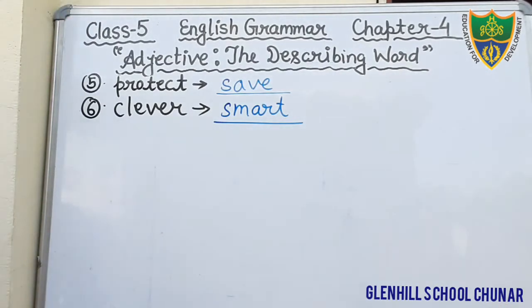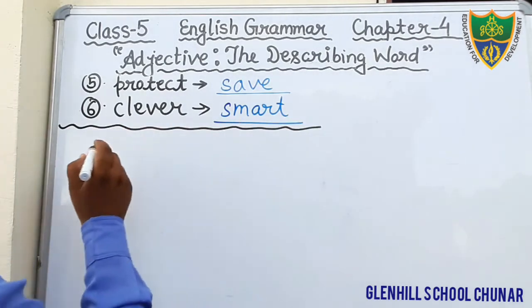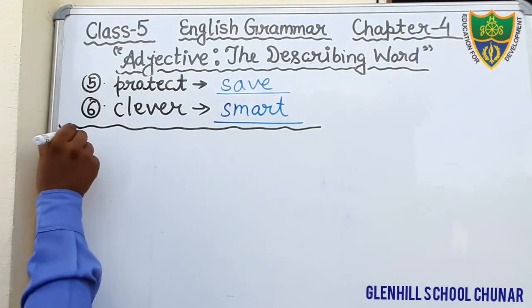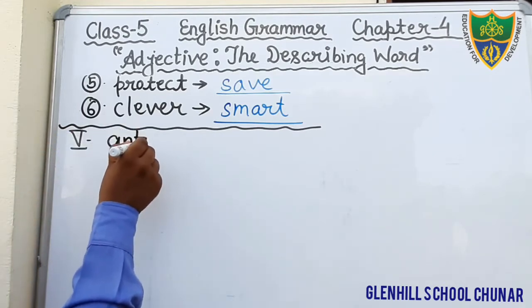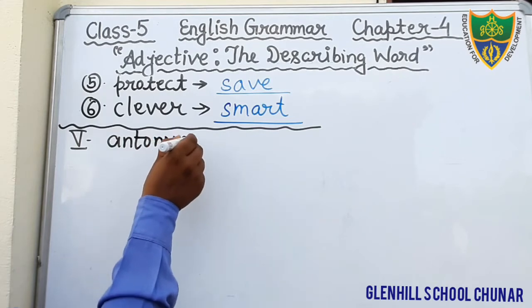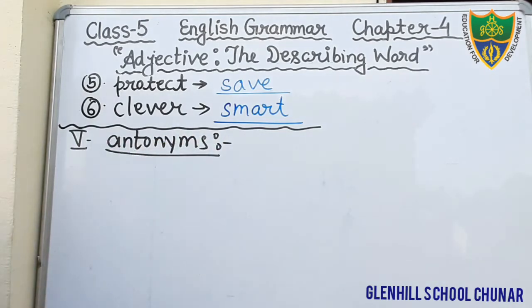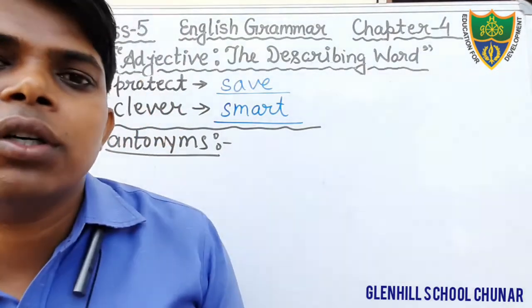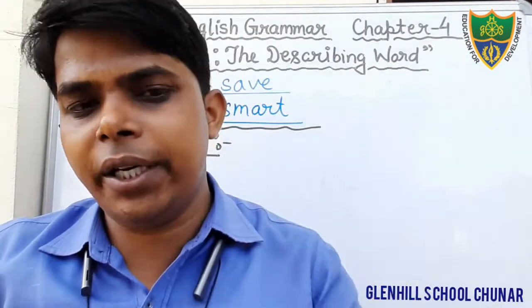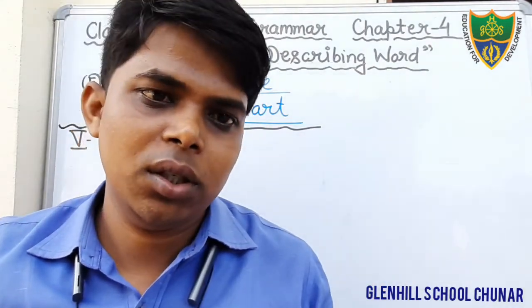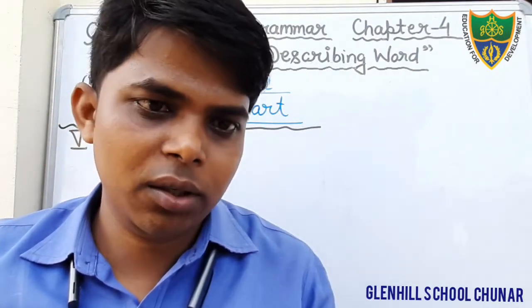So just see the next question. The next question is exercise number 5, antonyms. You have to write the antonyms. Dear students, I have already told you, and you have already written in your notebook, what antonyms are. Antonyms means the opposite meaning of the word.